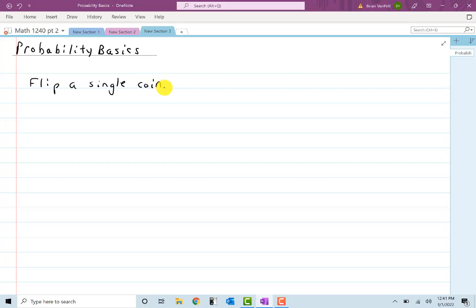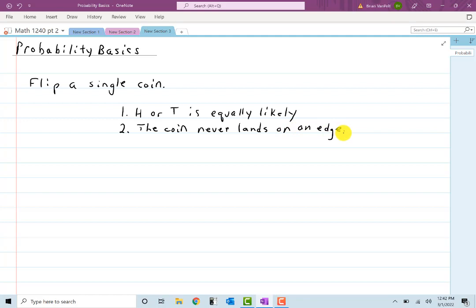There's a couple of things I want you to know about it, at least the way we're going to deal with it in this class. Heads or tails is equally likely. We're not going to get into game playing that one has a small percentage more than the other one. We're just going to assume that each side is equally as likely. Number two, the coin never lands on an edge. So we'll call this honest probability if you want.